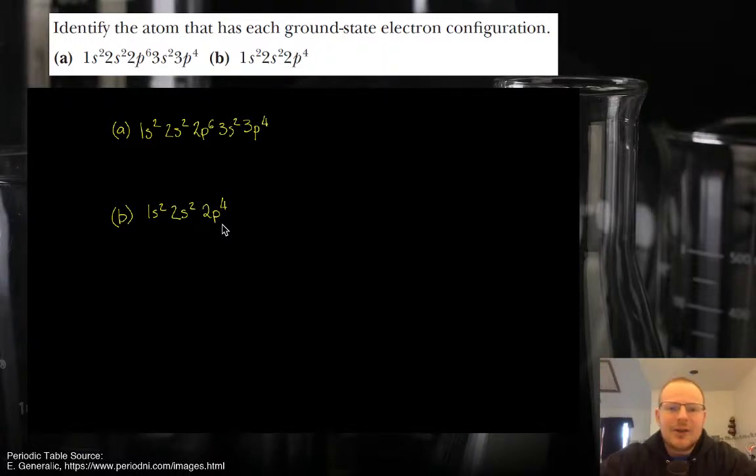Right, well, here we are. We're going to continue our discussion about the electronic structure of atoms by answering the question: identify the atom that has each ground state electron configuration. Our first configuration is 1s2, 2s2, 2p6, 3s2, 3p4. So 3p4.